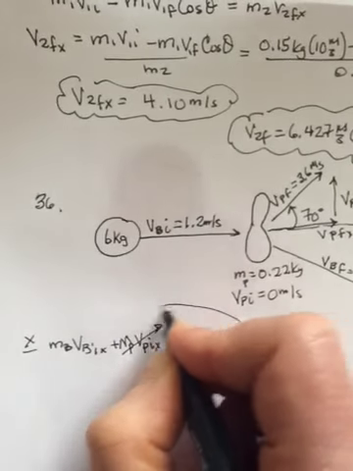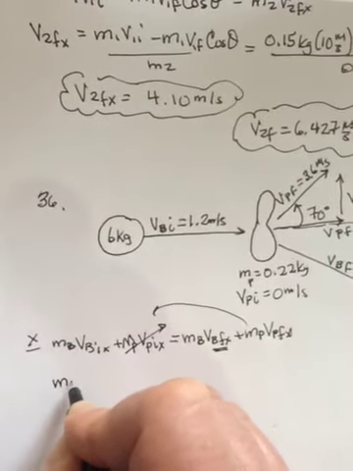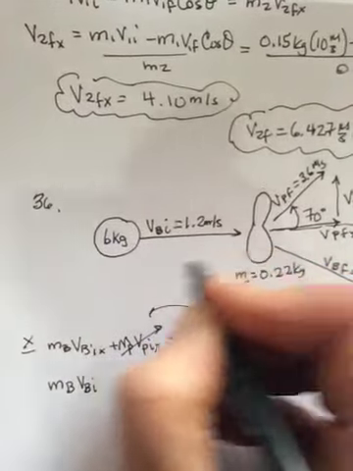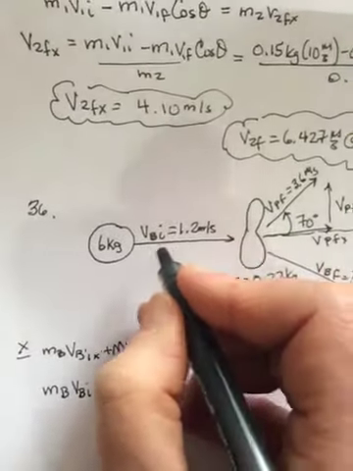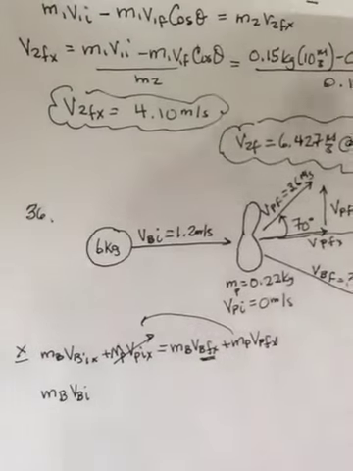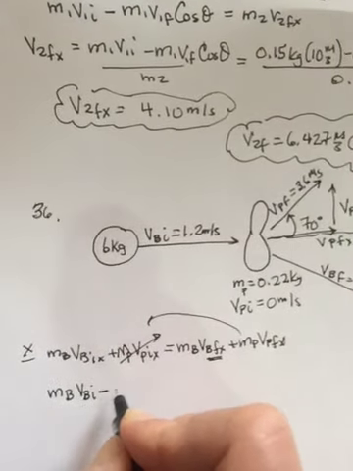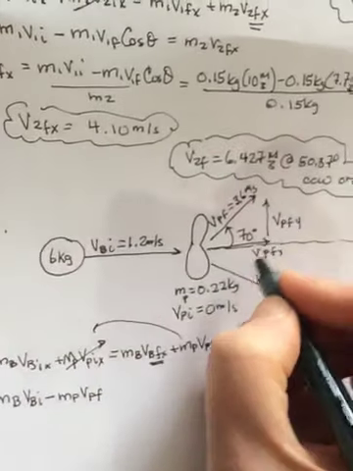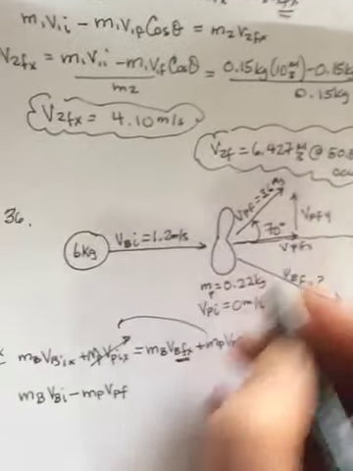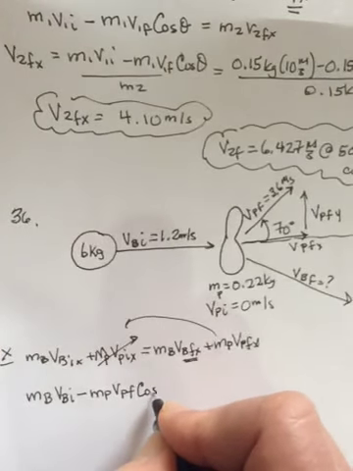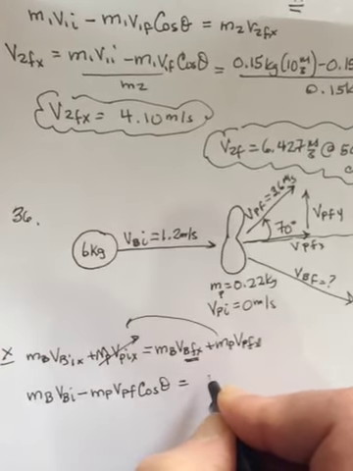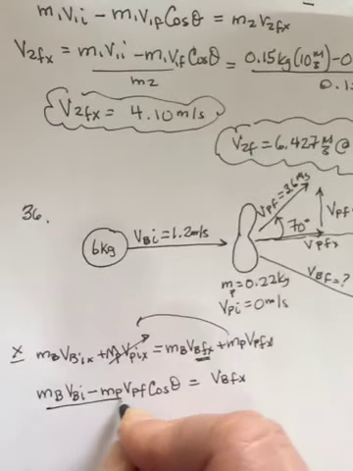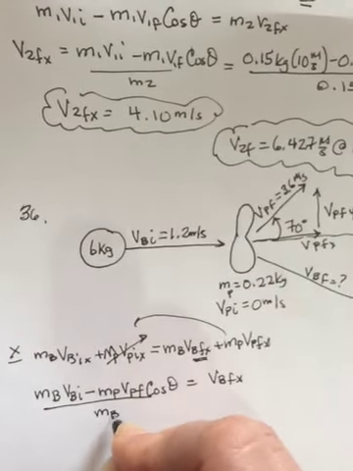So bring this guy over. So it'll be M of the ball, V of the ball, initial. I can drop the x because it's only moving in the x direction. So V of the ball, initial x, and V of the ball, initial are the same thing. Minus M of the pin, V of the pin, final. And the x component of the pin is going to be cosine because it's the adjacent side. So cosine will equal V of the ball, final x, if you divide this side by M of the ball.